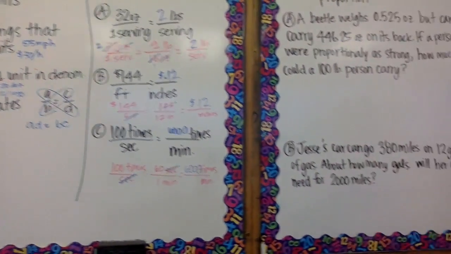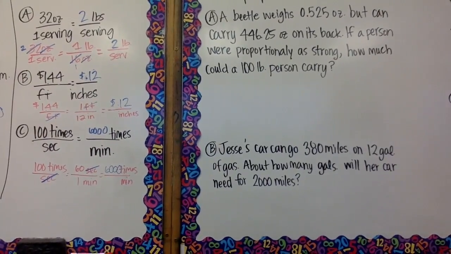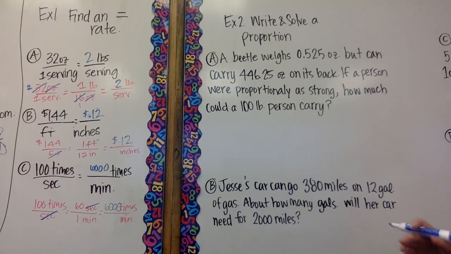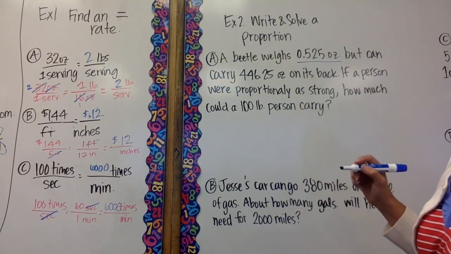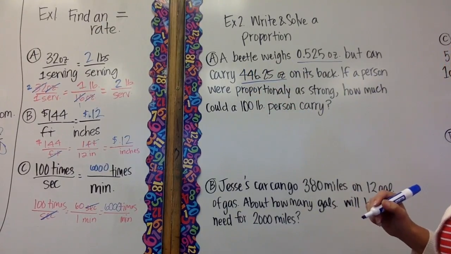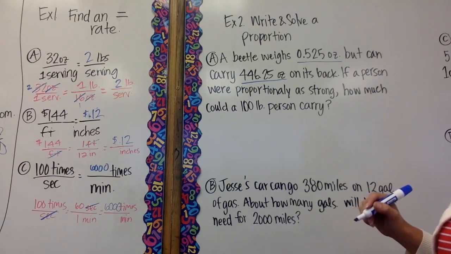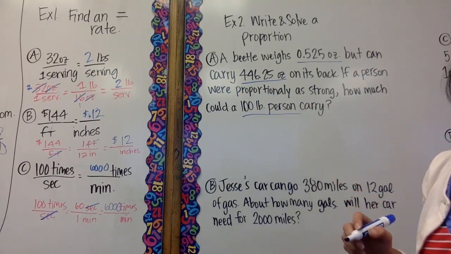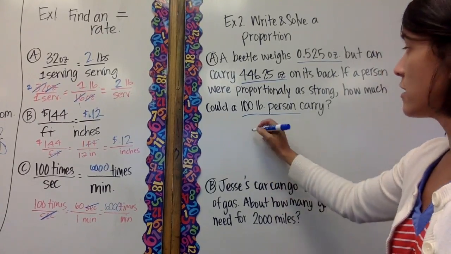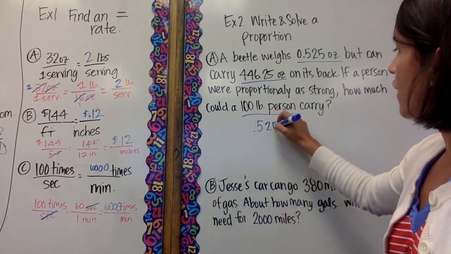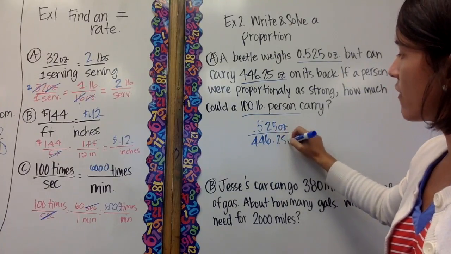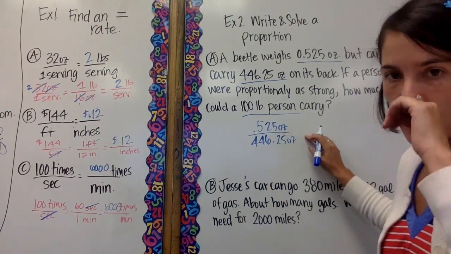Okay, let's go to the next set. All right, copy these down, pause it, write and solve an equation. A beetle weighs 0.525 ounces, but can carry 446.25 ounces on its back. If a person were proportionally as strong, how much could a 100-pound person carry? So a little beetle can carry a lot of weight. So we need to write our first rate. It weighs 0.525 ounces, and it can carry 446.25 ounces. This is its weight and how much it can carry.